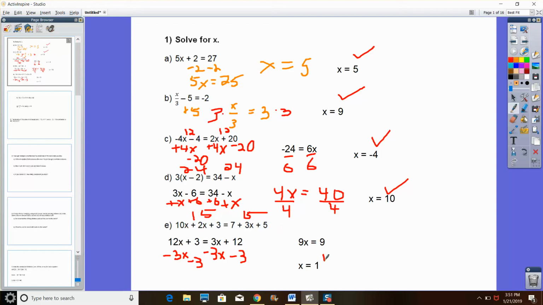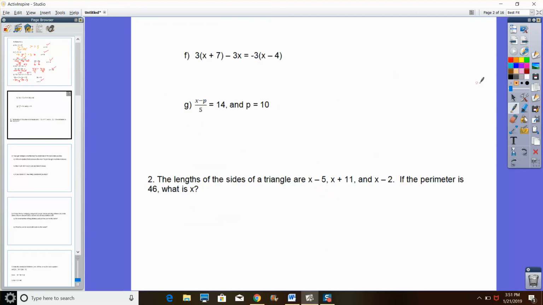So x equals 1. And notice that when I checked all my answers, I used the original form of the equation just to eliminate any possibility of me making algebra mistakes in the middle to get this answer, to make sure that my answer is accurate. All right, so that's the first 5 equations. We have 2 more to do that are very similar here, so we'll take a look at these real quick.